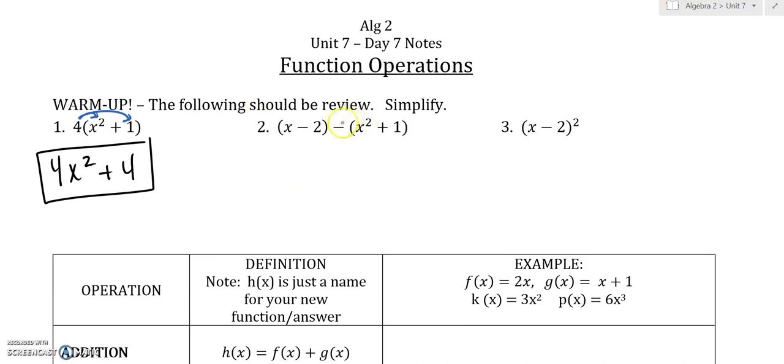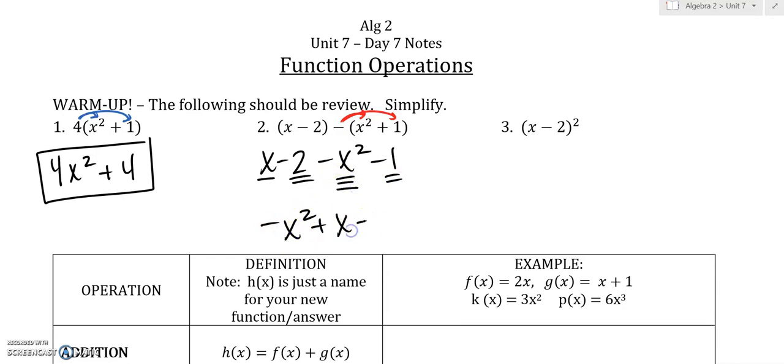This next one, you just have to remember that minus sign in between needs to be distributed to those pieces behind it. So I'm going to be left with x minus 2 minus x squared minus 1. I'm going to look through and see if I have any like terms. I like to do this with underlines here. So I'm going to end up with negative x squared plus x minus 3. And those are not like terms. I'm going to have to just leave them like that.